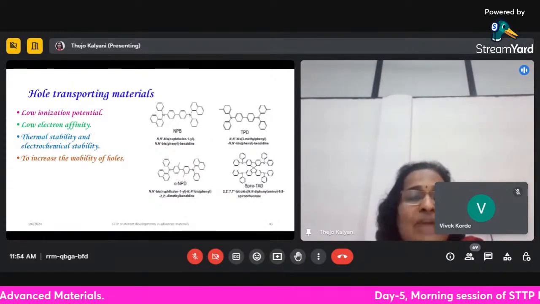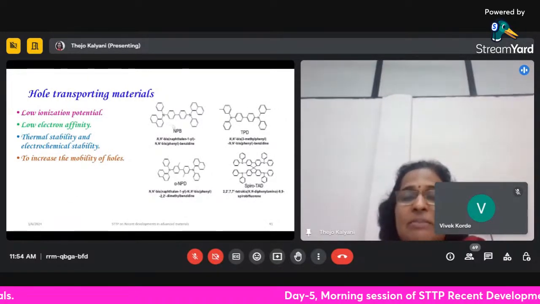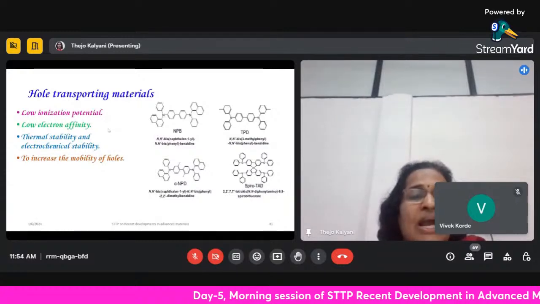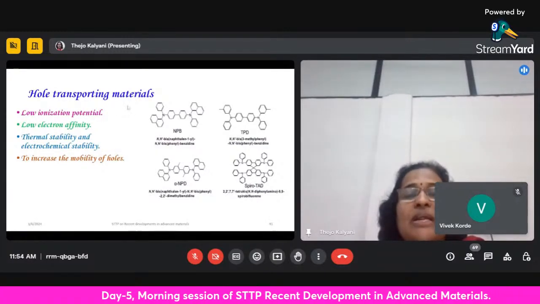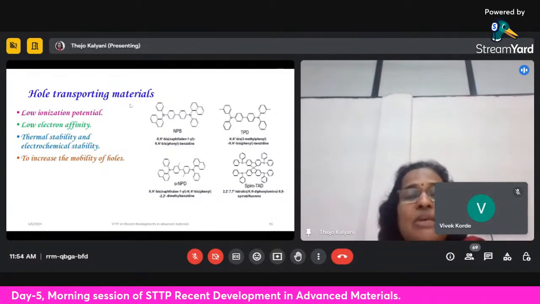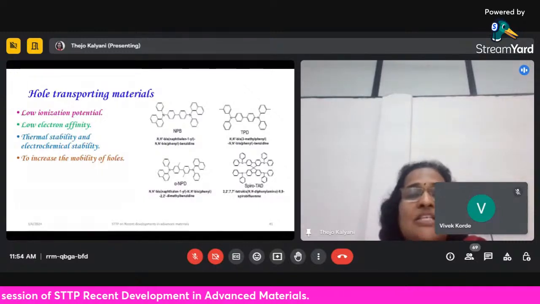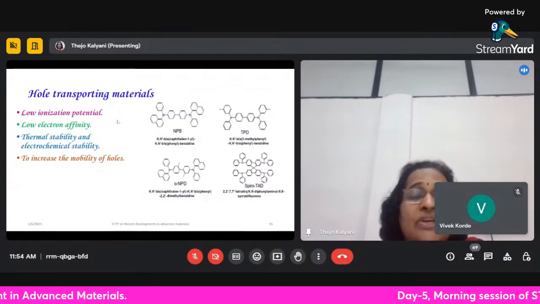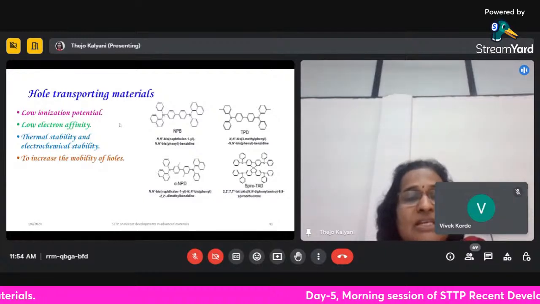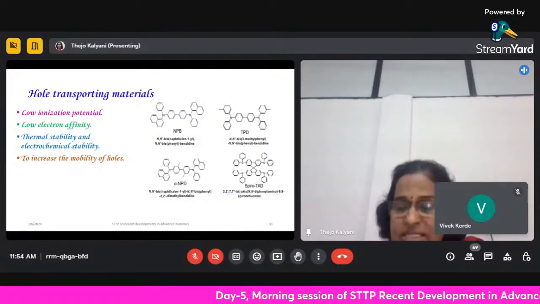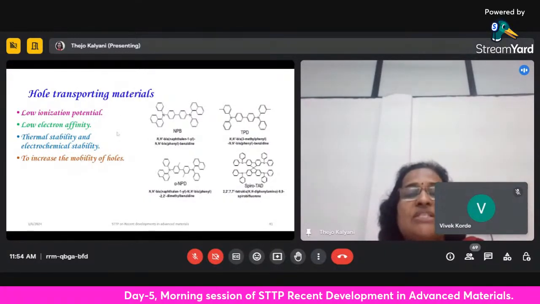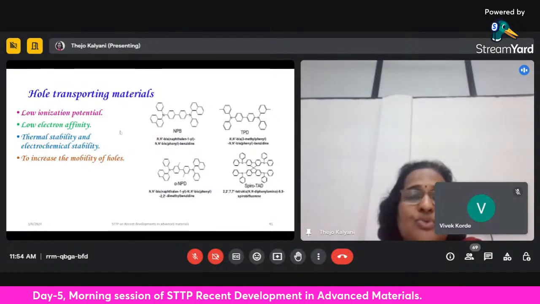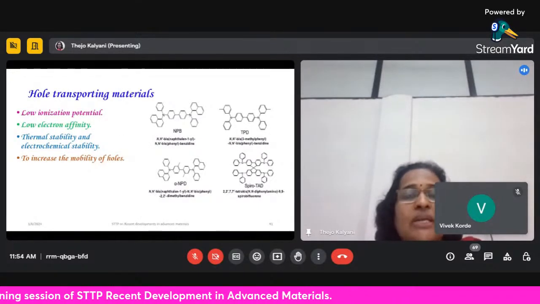And then comes the hole transportation layer, and these are the materials which are generally used. The hole transport layer is going to increase the mobility of the holes, and this material should have low ionization potential, low electron affinity, and it must be thermally stable and electrochemically stable. Only those materials which satisfy all these requirements can be used as hole transporting materials.